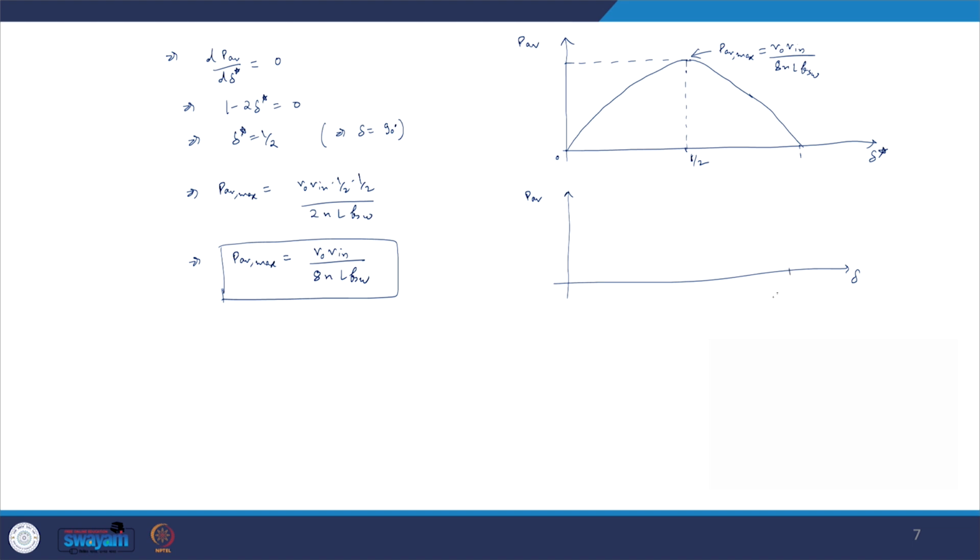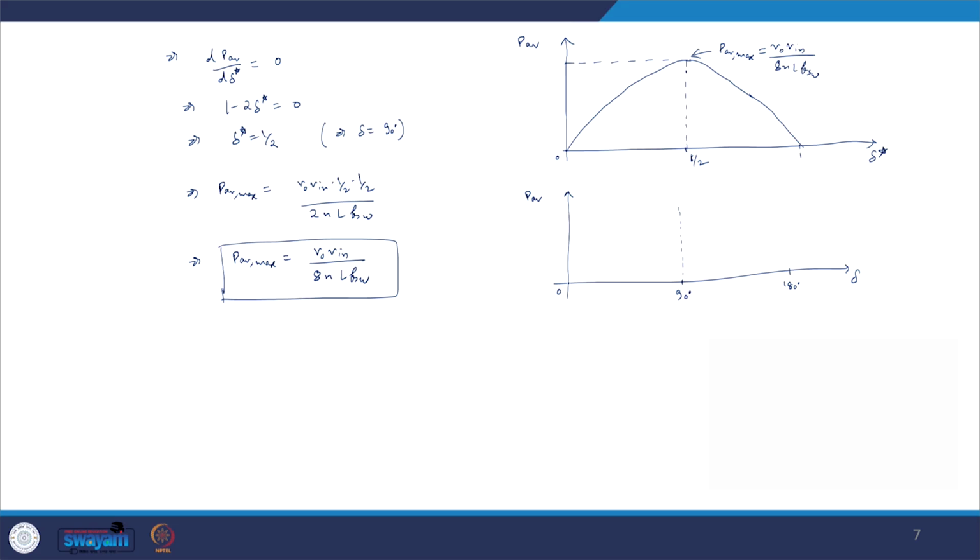Similarly, in terms of delta, we have 180 degrees whenever delta star is equal to 1, we have 0 degrees whenever delta star is equal to 0, and then we have 90 degrees whenever delta star becomes equal to 1 by 2.